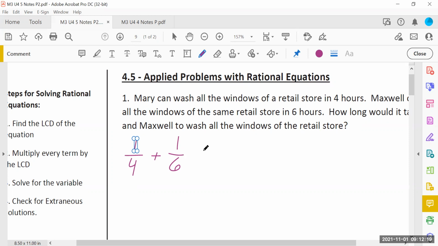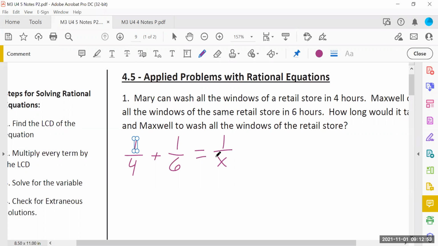So what I want to know is, how much did they wash together? That's the problem I'm going to solve. Every single time, with these types of problems where you have a rate, how quickly someone is doing something, you're going to do 1 over the first rate, plus 1 over the second rate, equals 1 over the total combined rate. So let's try this now.